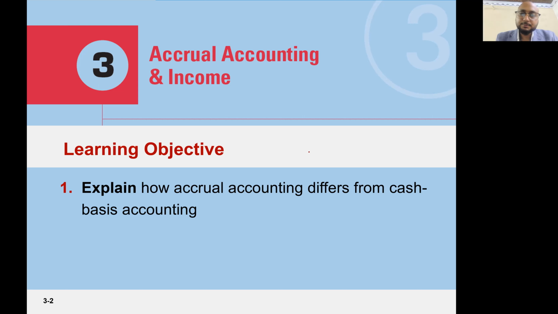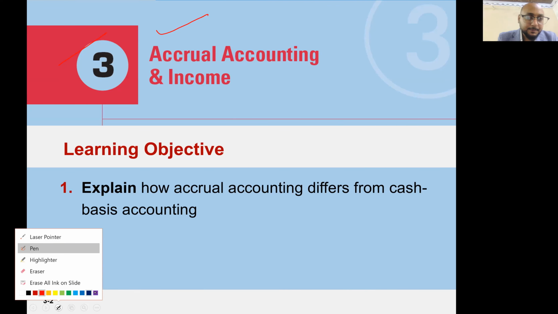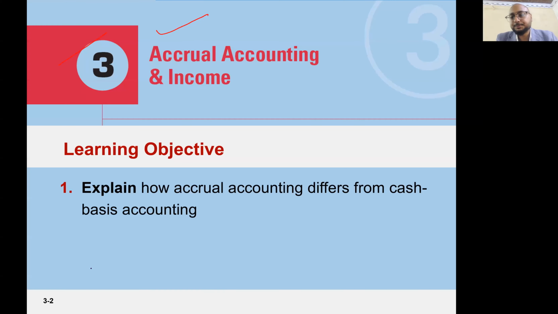So we have a new chapter, chapter number 3, and that is accrual accounting and income. Our first learning objective is to explain how accrual accounting differs from cash accounting. So up till now, we were discussing accounting and accounting principles.